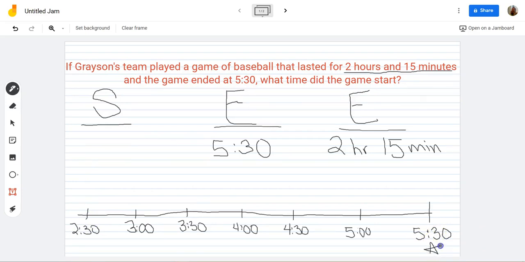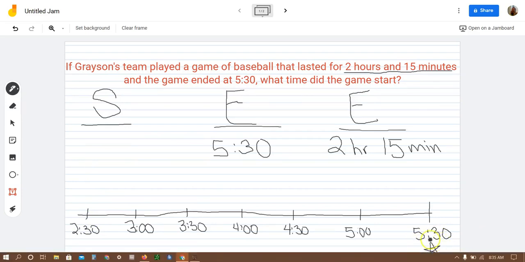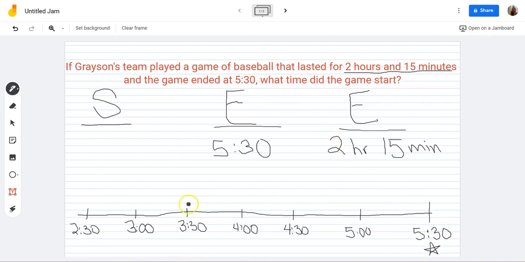Alright, so I've got my end time here. I'm going to put a star here to show that that is my end time, 5:30. And I need to go backwards on this number line 2 hours and 15 minutes. So we could really choose either one. When I'm going from end time backwards to the start time, I like to start with the minutes first, because if I have to go past an hour point, it's going to be easier for me to do that when I still have my hours to regroup from.